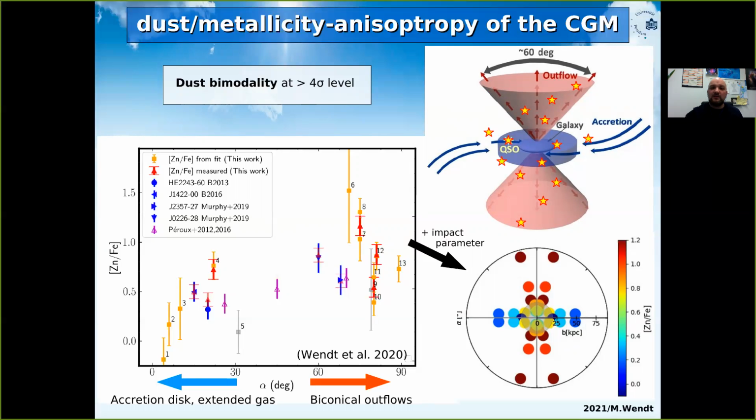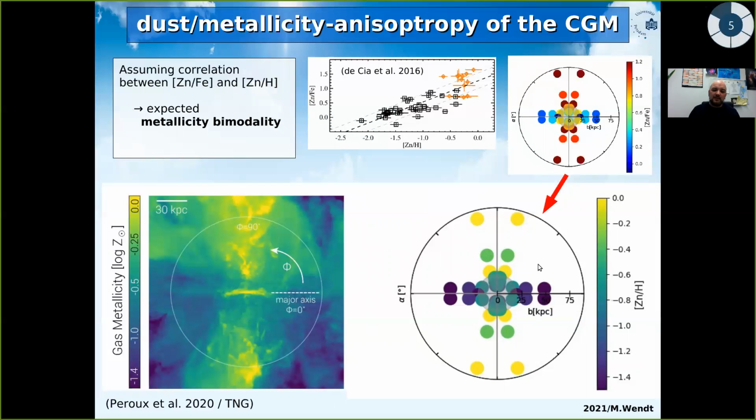And we can translate that also into metallicity. If we assume a correlation between zinc over iron and metallicity, and there's a known, rather simple correlation, even though it has a large intrinsic scatter, we can directly scale our measurements to metallicity. And here we chose a color scheme and size so we can directly compare it, for example, to a recent 2020 publication from Péroux et al. on the TNG simulations, where they really show this bimodality in metallicity that we can directly match with our information.